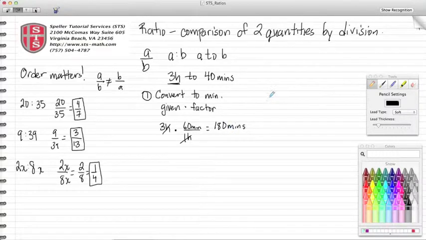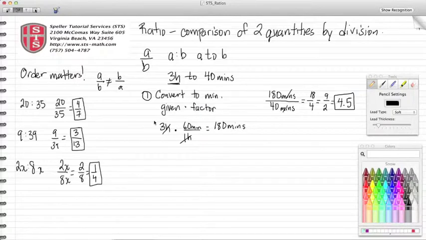Now when I do my comparison, I'm going to compare 180 minutes to 40 minutes. My units cancel out. I end up dividing numerator and denominator by 10 to give me 18/4. I divide again by 2 to give me 9/2, and 9/2 can be written as a decimal of 4 5/10.